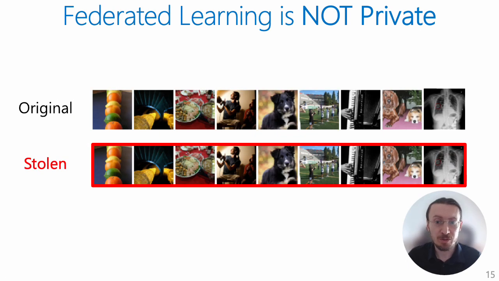The attack also works for other domains, such as vision, where users train the shared model on their private images, shown in the first row. And we are able to reconstruct these images without any flaw. The stolen images are shown in the second row.